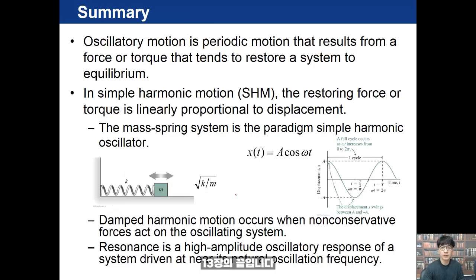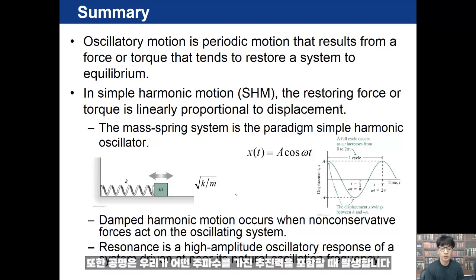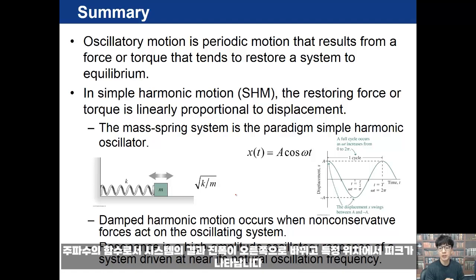Here's the end of chapter 13. We learned oscillatory motion in chapter 13. The most important part is simple harmonic motion. When we included damping, it became a little bit more complicated, because the force now includes a non-conservative force, and the amplitude decreases as a function of time. And resonance occurs when we include a driving force with some frequency. As a function of frequency, the resultant amplitude of the system changes and shows a peak at some position.